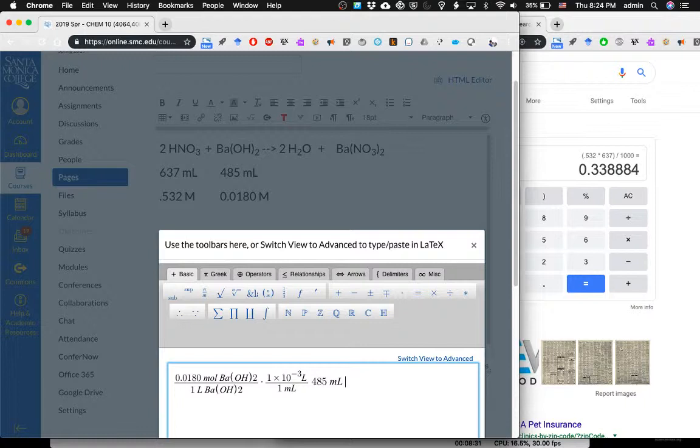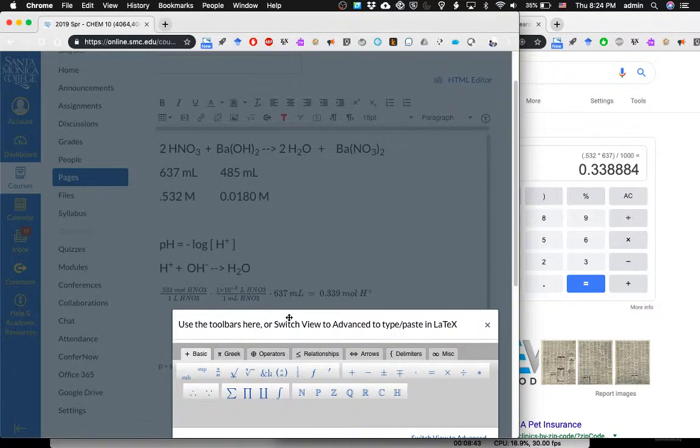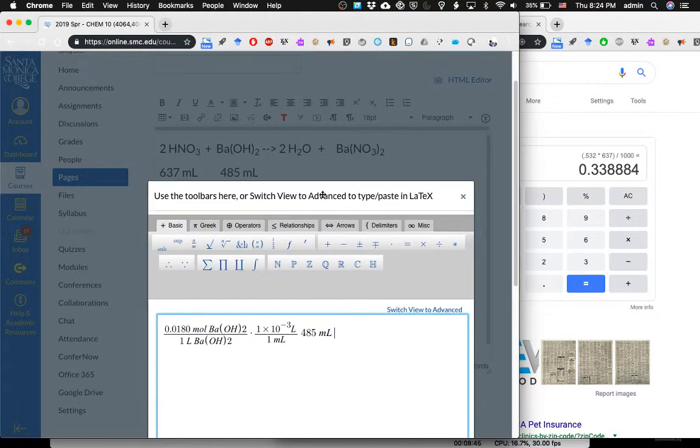485 milliliters, but that's moles of Ba(OH)2, and unfortunately, it's not as easy as with the acid. The acid only had one H on it, so the moles of HNO3 was the same as the moles of H+. But here, I've got two OHs, so I need to convert these moles of Ba(OH)2 into moles of OH. So here's how you do that. 2 moles of OH minus come from 1 mole of Ba(OH)2.